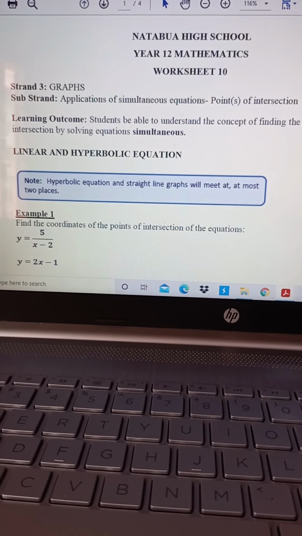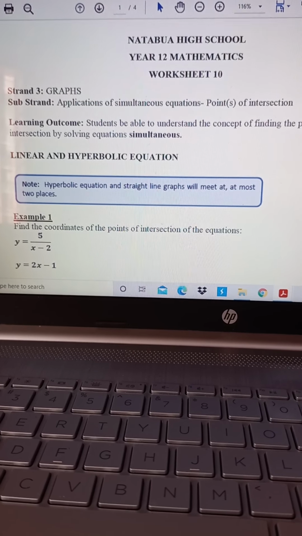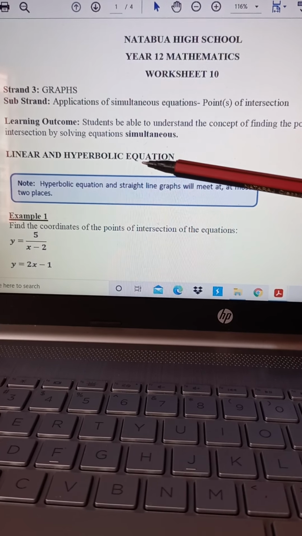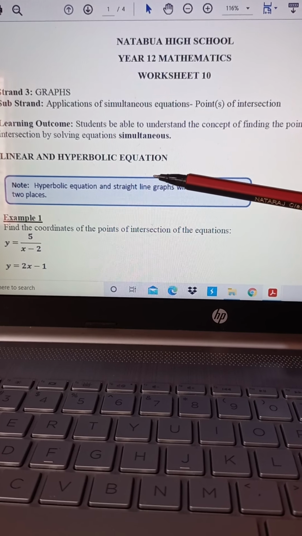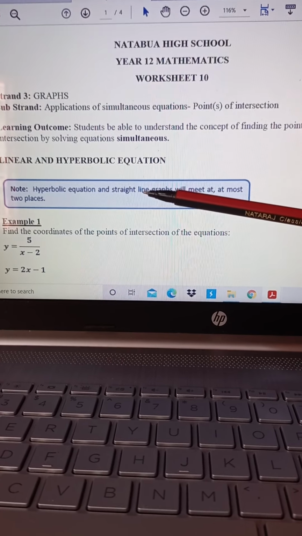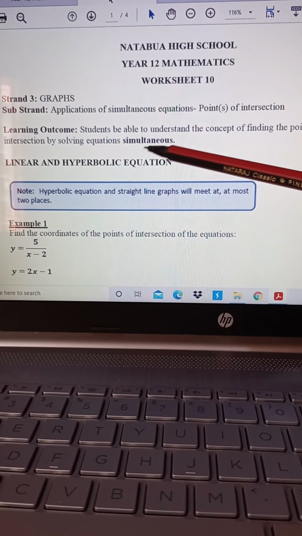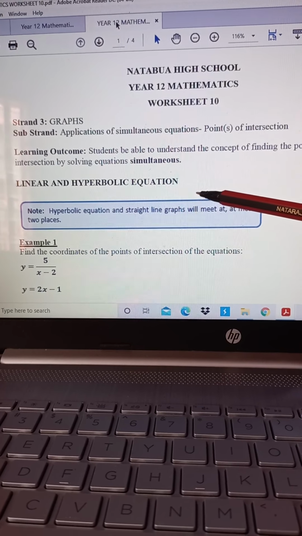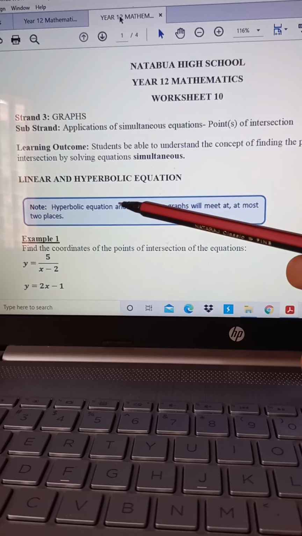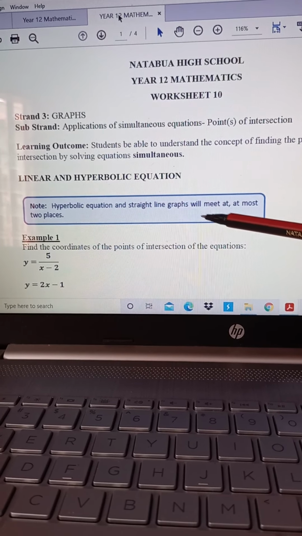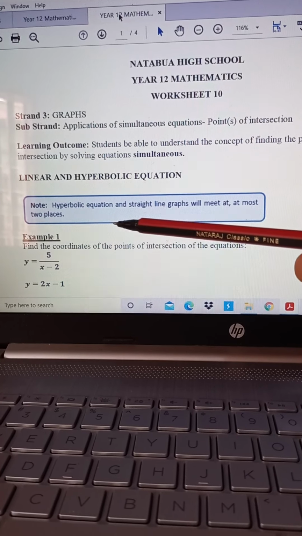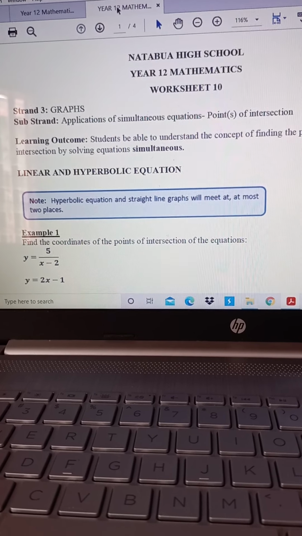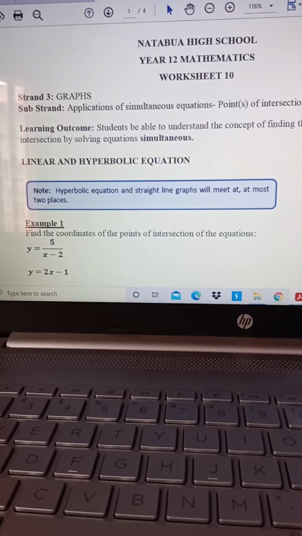This worksheet is again on graphs and again on application of simultaneous solving, but this time we are looking at a linear equation with a hyperbolic equation. I hope you remember what a hyperbolic equation is. We have drawn graphs of hyperbolic equations previously, and students should be able to understand the concept of finding the points of intersection by solving the equations simultaneously, right? A hyperbolic equation and a straight line graph will meet at most two places. So if it is two places, that means we are again going to end up with some quadratic equations and quadratic solving. Let's have a look at example 1.